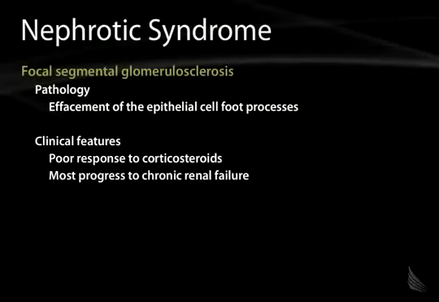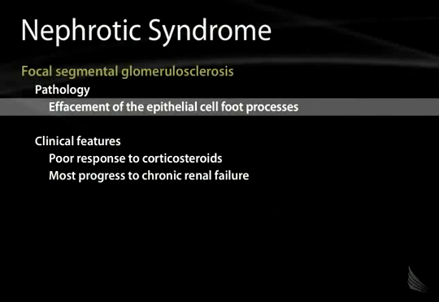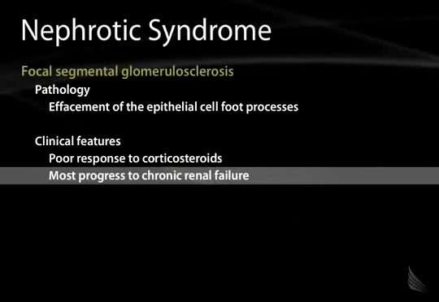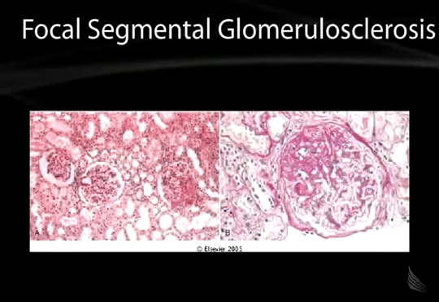What happens in this disease is very similar to what you see in minimal change disease, except the changes are more evident on light microscopy. There is effacement of the epithelial cell foot processes such that it allows spilling of protein from the plasma into the urine. Unlike minimal change disease, however, this shows a poor response to corticosteroids and more commonly progresses to chronic renal failure. Here's a picture of what it looks like.